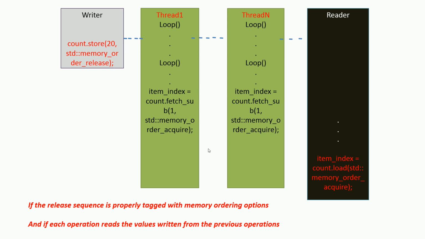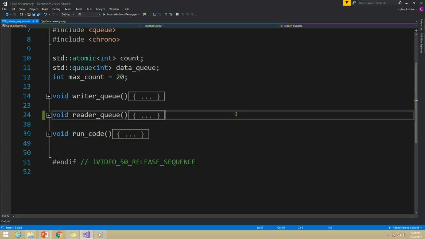Now in this release sequence, notice that you have to properly tag each of these operations, which means in the writer thread, with this store, you have to use either memory order release, memory order sequential consistent, or memory order acquire release. And in the reader thread, when you load the particular atomic variable, you have to use either memory order acquire, memory order consume, or memory order sequential consistent. Any read-modify-write operations performed in between can have any memory ordering option, even memory order relaxed. Now let's see an example which demonstrates how this release sequence allows us to have synchronization points.